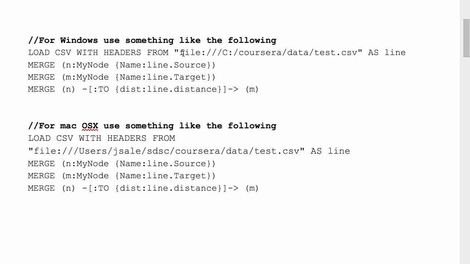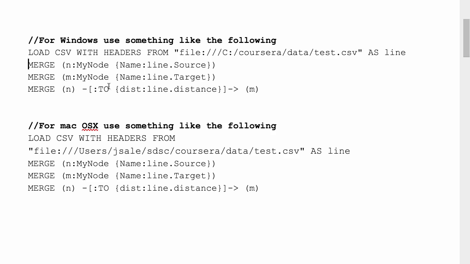Since we're running Neo4j in a browser, the file path needs to conform to the HTTP address conventions of the word file, followed by a colon, followed by 3 forward slashes, and then the hard disk letter where the file is located, plus the path to that file. If you're using Mac OS X, your command will be similar, but the file path will probably look something more like this.